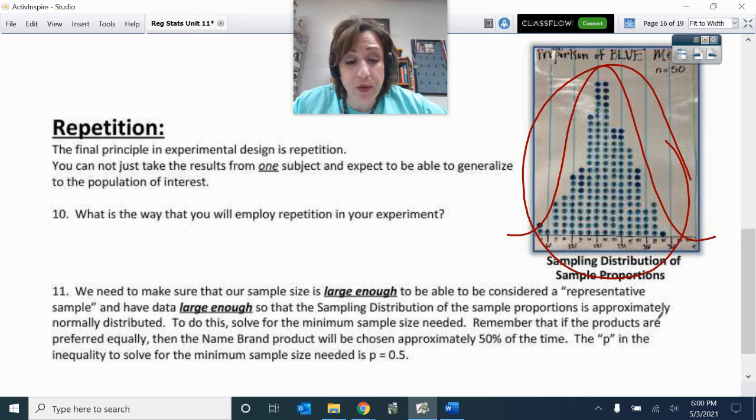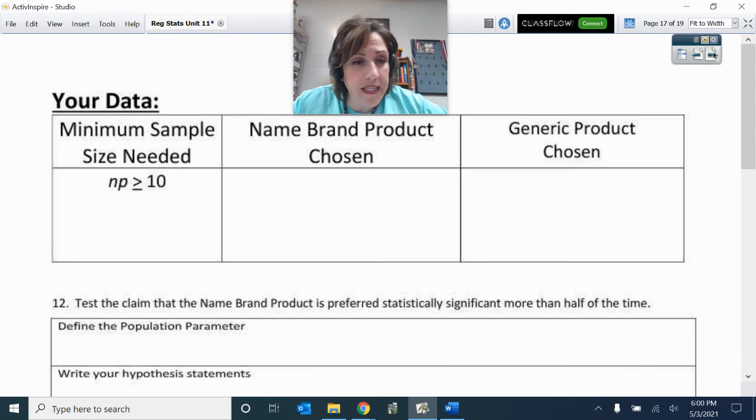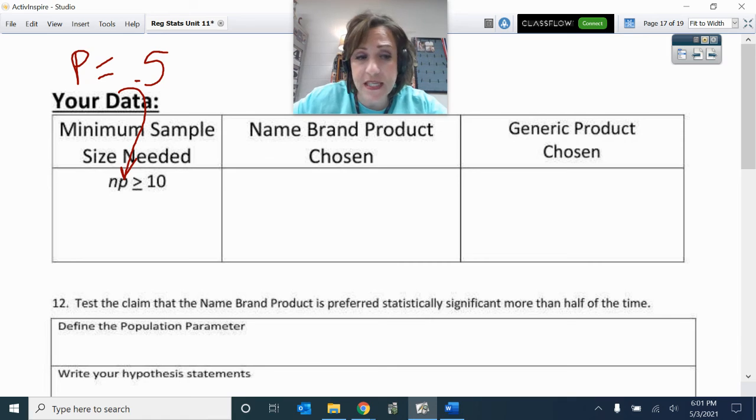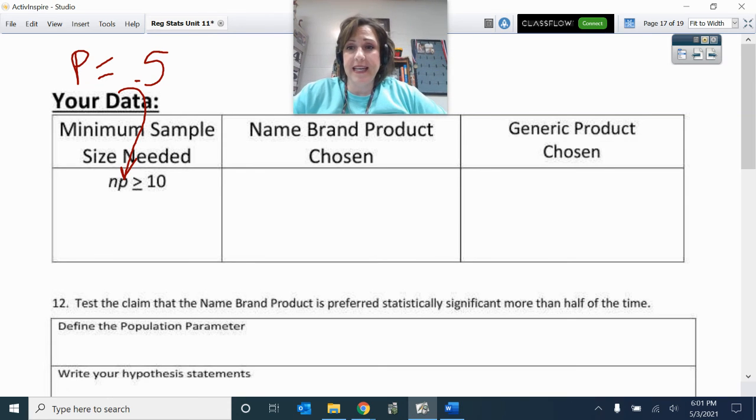So remember that if the products are preferred equally, then the name brand product will be chosen approximately 50% of the time. So the P in our null hypothesis is going to be 0.5. If you look at the top of the next page here, that is again needing to meet the minimum sample size needed. So we need N times P, and remember that your P is 0.5. So fill that in and solve for the sample size. We need to make sure that we have at least that many sampling your product when we run our taste test tomorrow and beauty product test the next day.